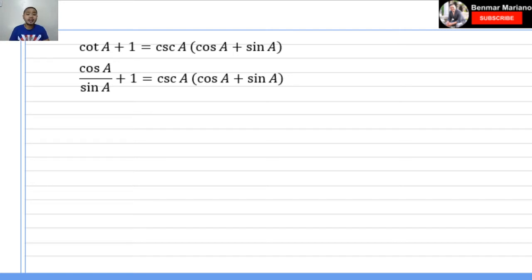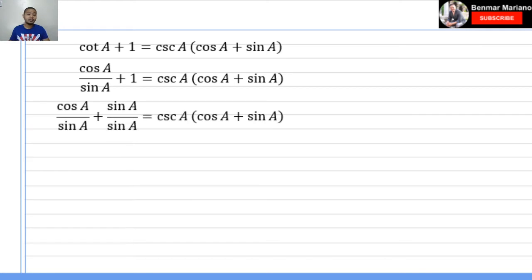Okay? So, it's very important that we know or we memorize the fundamental identities. These are the reciprocal identities, the quotient identities, and the Pythagorean identities. Next, we add cosine A over sine A plus 1. So, it will become cosine A over sine A plus sine A over sine A. We can merge those two fractions. So, it will become cosine A plus sine A all over sine A.